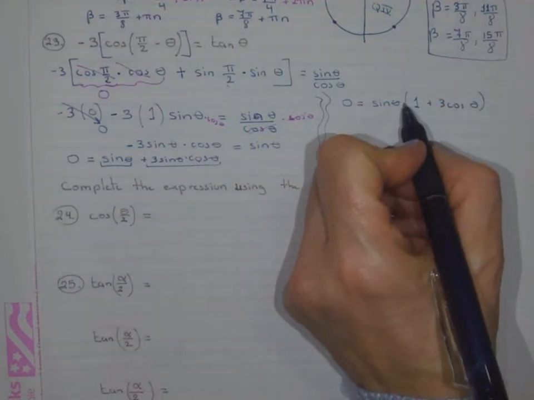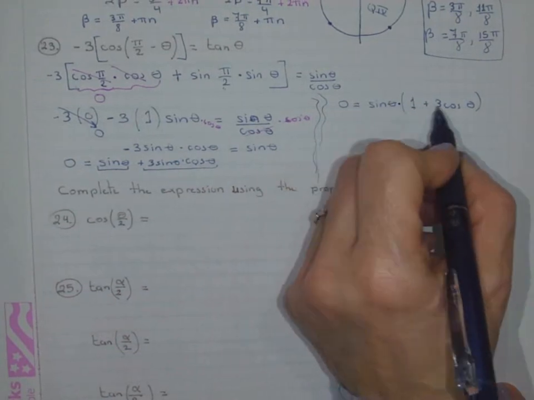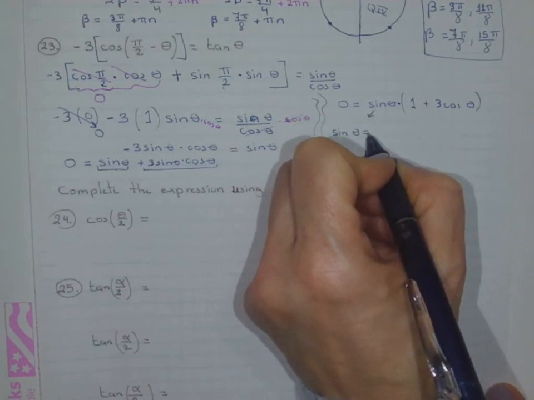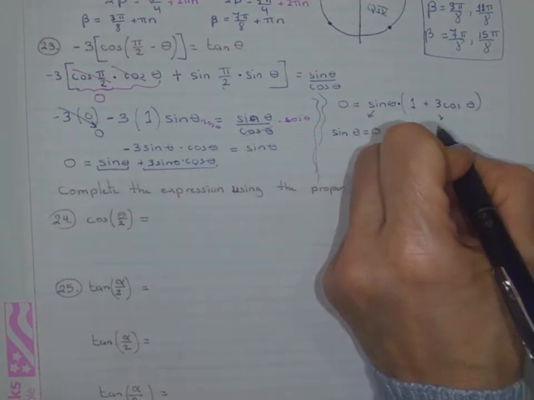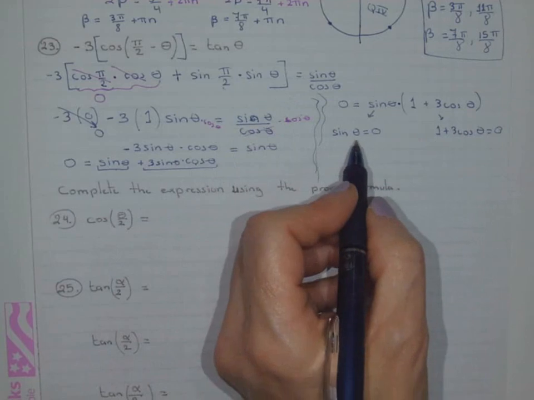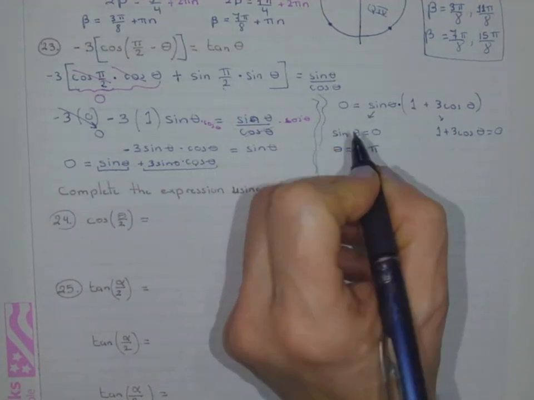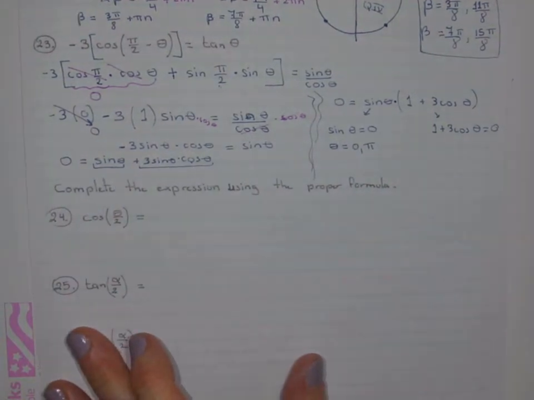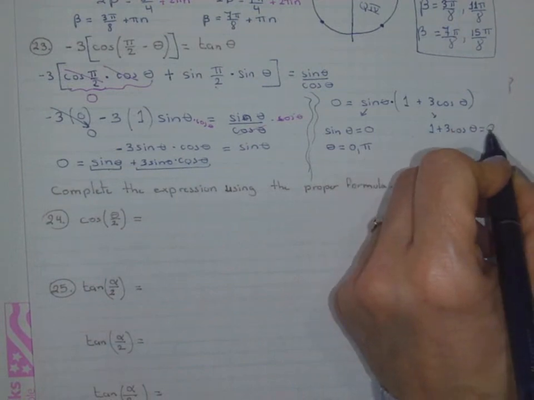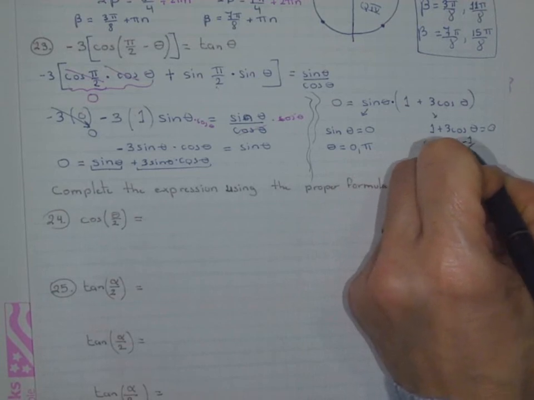Why did I want to do that? Because now I have a product, and by the zero product property, I know that if I multiply two things and I get a 0, then one factor is set equal to 0, or the other one is set equal to 0. And we know that sine is 0 when theta is equal to 0 and pi. And for cosine, here I'm going to subtract 1 and divide by 3. So I have a cosine theta equal to negative 1 over 3.